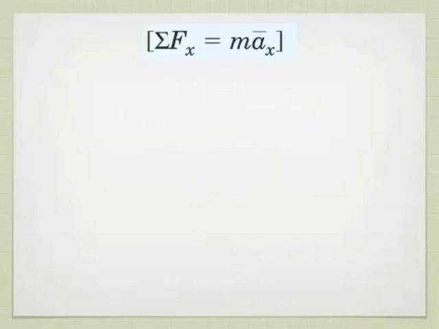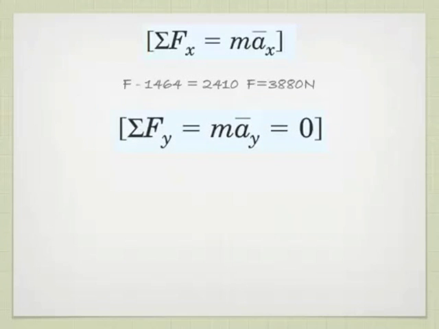So we know the resultant force of the system is 2,410 Newtons. Then we apply the three equations to the system. The first one is that the resultant force in the x direction should be the same as the mass times acceleration in the x direction. We get the friction force is 3,880 Newtons. Then we do the y direction, and we get the equation N1 plus N2 minus 14.64 times 1000 equals 0, and we make it equation A.